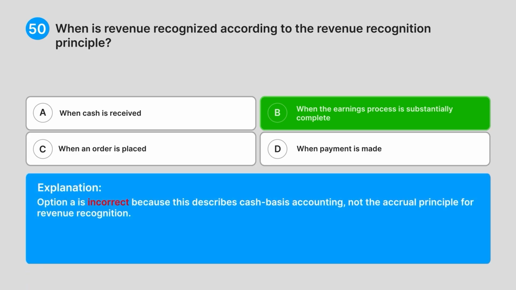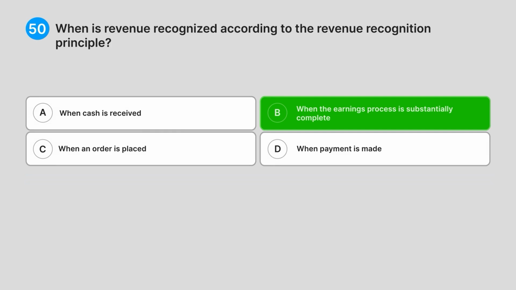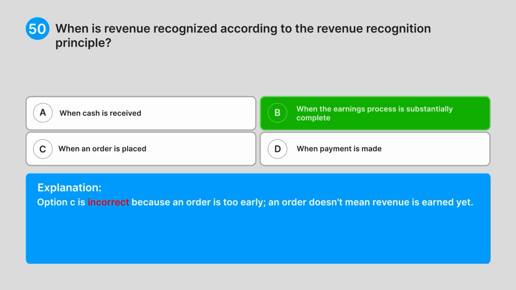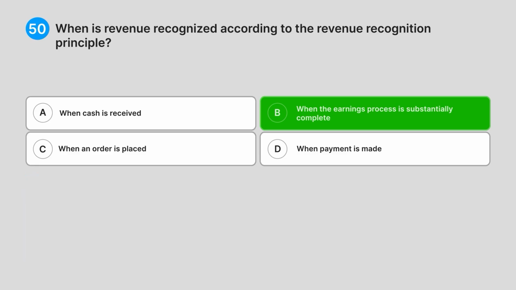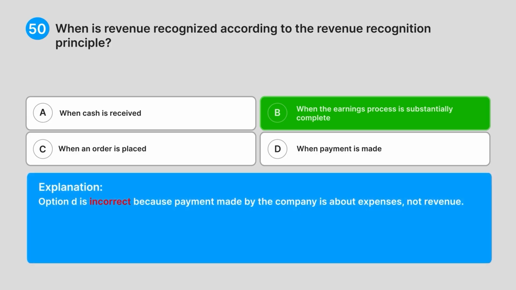Option A is incorrect because this describes cash basis accounting, not the accrual principle for revenue recognition. Option C is incorrect because an order is too early. An order doesn't mean revenue is earned yet. Option D is incorrect because payment made by the company is about expenses, not revenue.